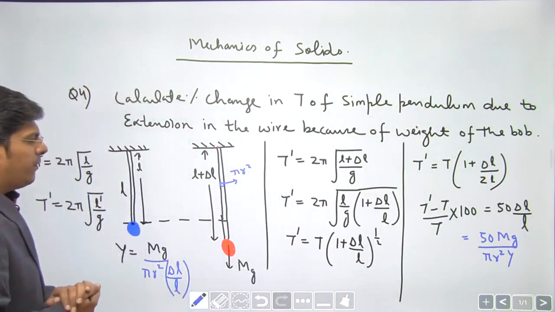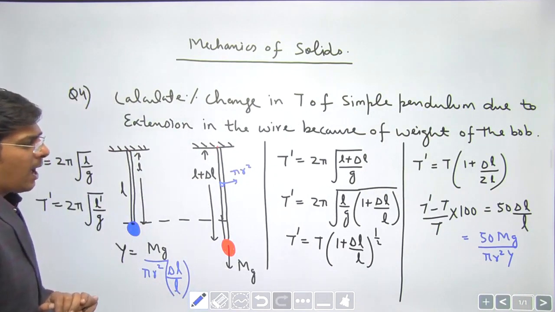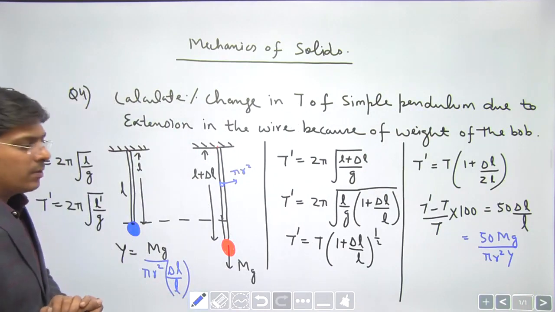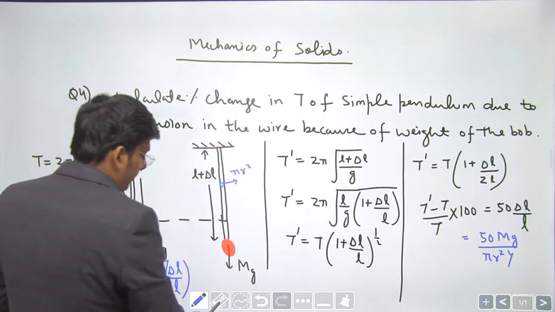So it was also a good question and it has been asked in the JEE exam also, right? Can you note down?